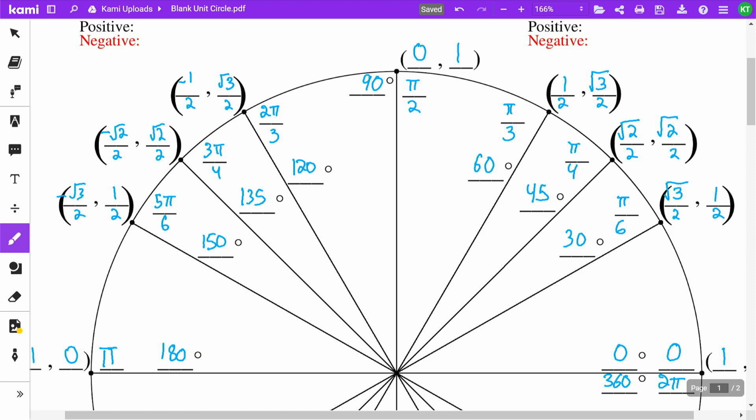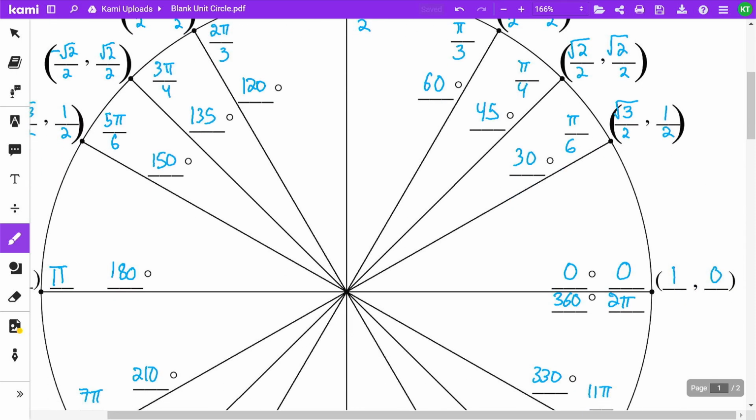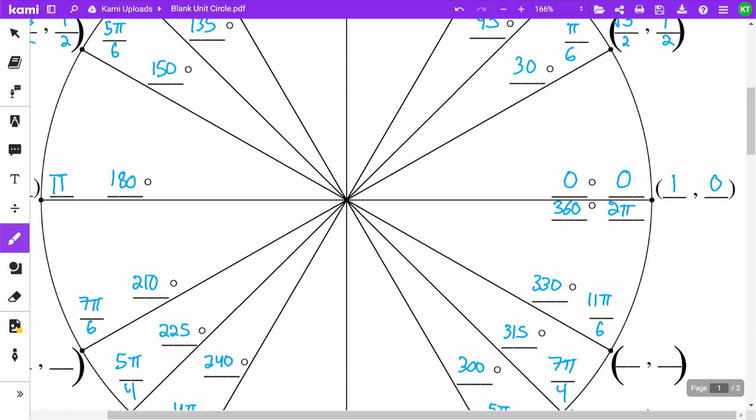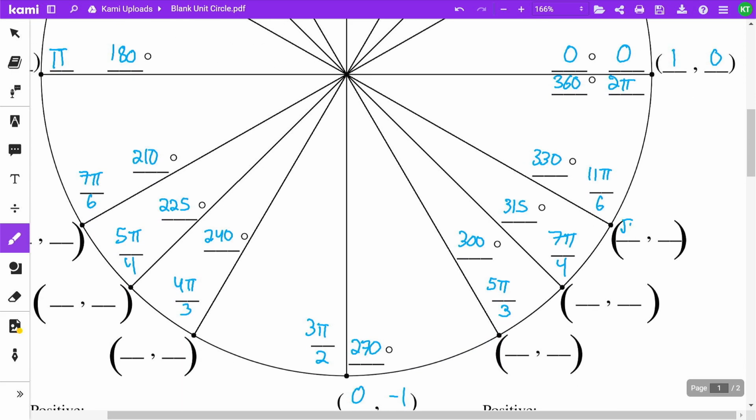I'm going to go ahead and skip quadrant 3 and do quadrant 4, because quadrant 4 will be a reflection over our x-axis. So if I reflect over my x-axis, I'm just going to change my y values to be negative. So this is going to be root 3 over 2, and a negative 1/2 now. Root 2 over 2, negative root 2 over 2. 1 over 2, negative root 3 over 2. So again, now I'm just reflecting that across my x there. I changed those y values to be a negative.